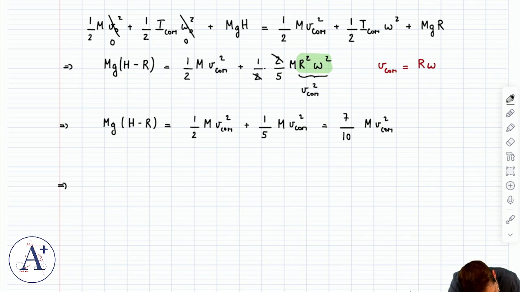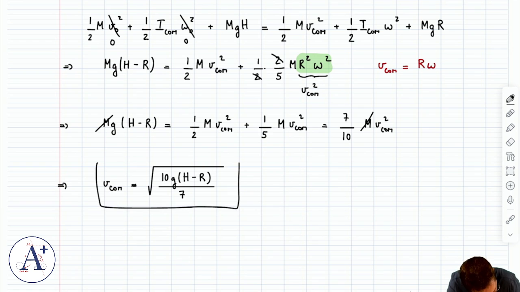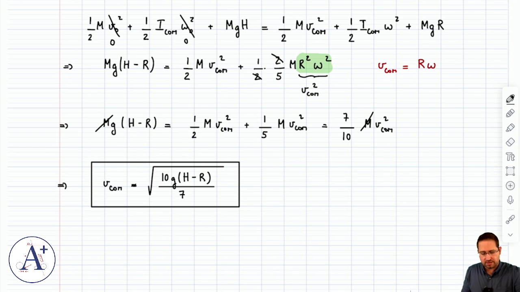Okay, so mass cancels out, and I get v center of mass is equal to the square root of 10 g (h minus r) over 7, which is an extremely classic question, right? To have something rolling without slipping down an incline, something like that.